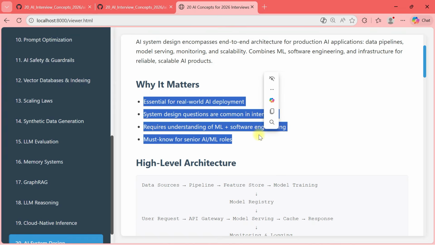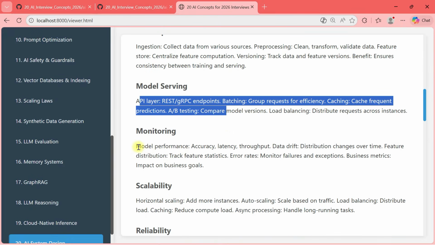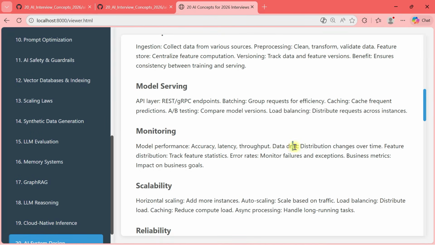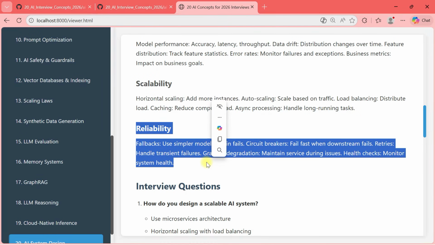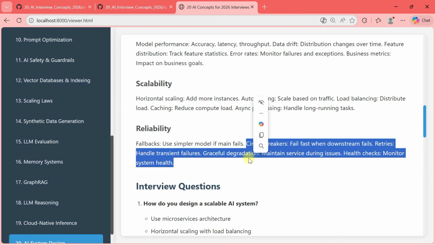Obviously, if you want to serve your model to someone, you can't serve without this. Data pipeline, how do you ingest data? Model serving, API layer, how do you serve it? Monitoring, how do you monitor your model for accuracy, latency, throughput, data drift, model drift, etc. Scalability, how do you scale it horizontally and vertically both? If your model is reliable or not reliable, that also you need to see, and you need to have a fallback mechanism basically. If something goes wrong, then where are you falling back?